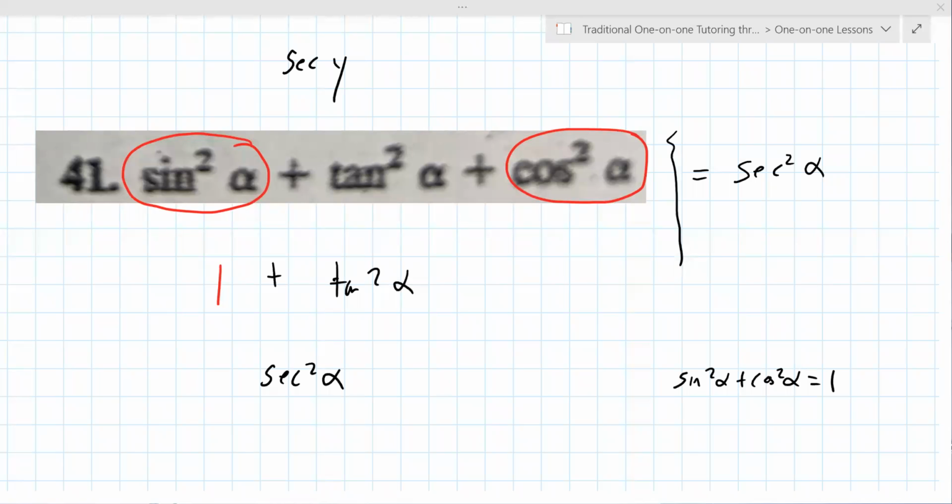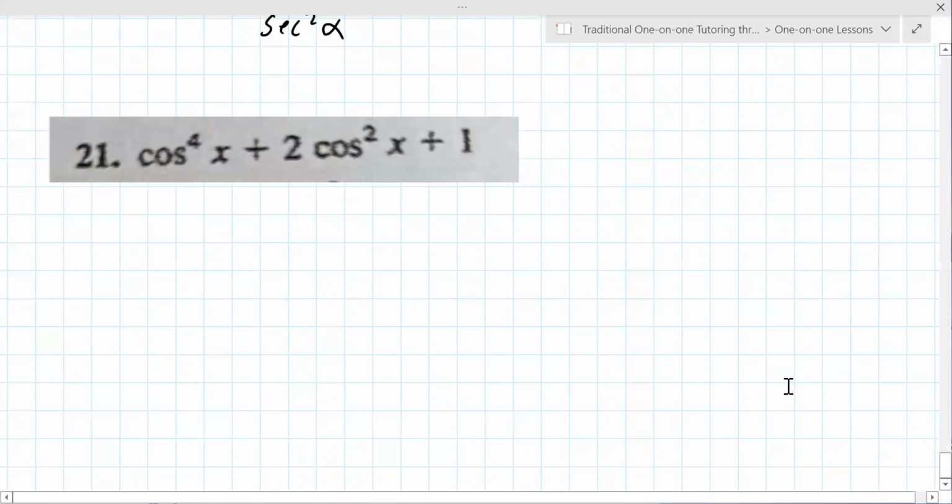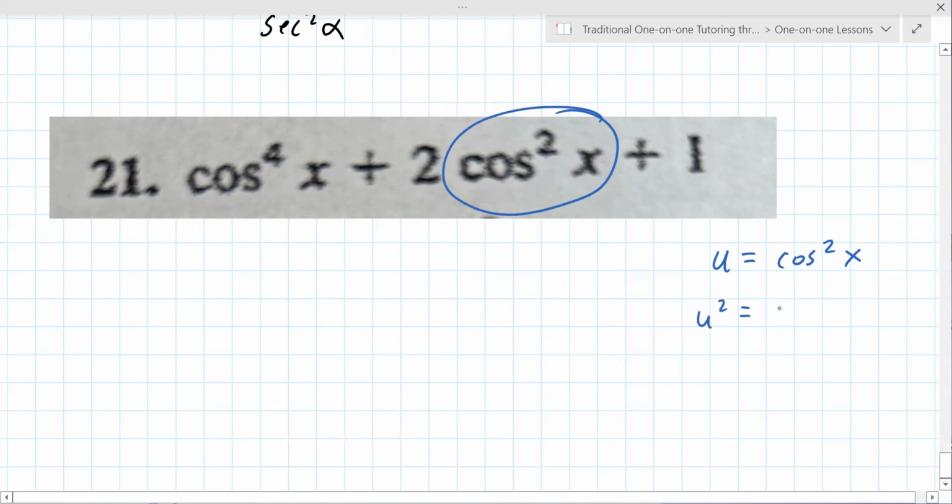All right. So 21. We're going to make that u substitution again. The u is almost always the middle term, cosine squared x. This time it's a squared. It really is that middle thing. And then you square both sides. When you square a square on the right, it becomes the power of 4. And the second square should match up with what's here on the left. So it becomes u squared plus 2u plus 1.